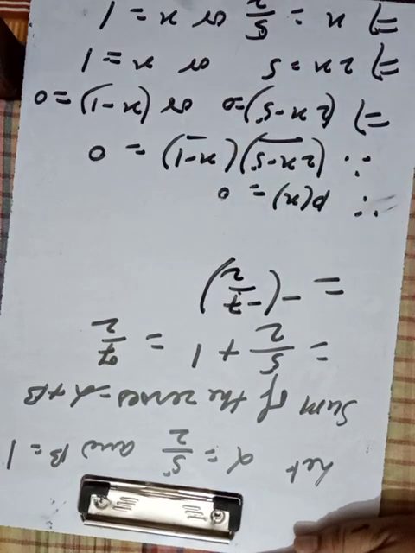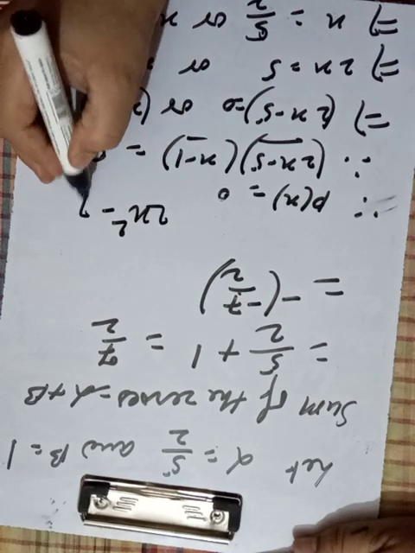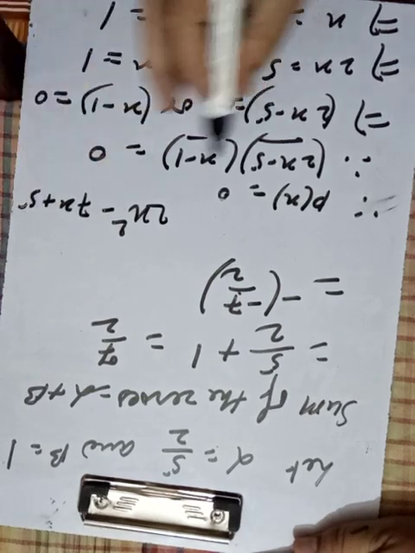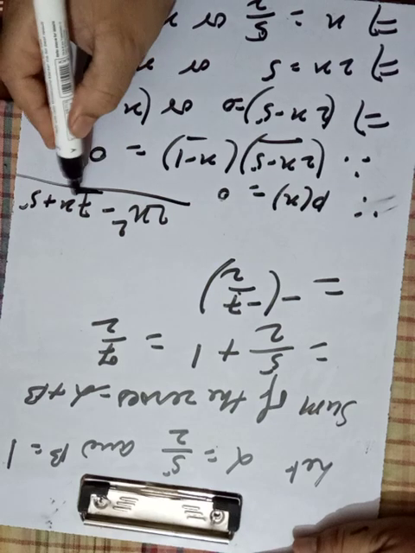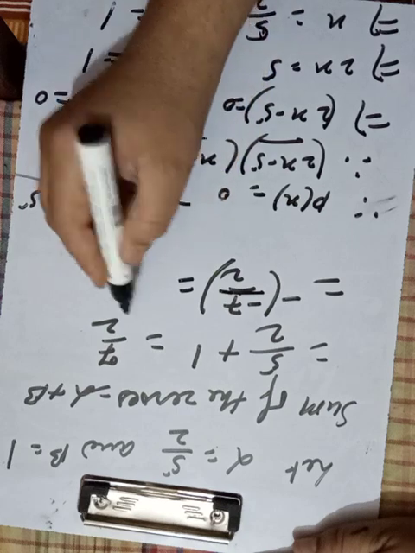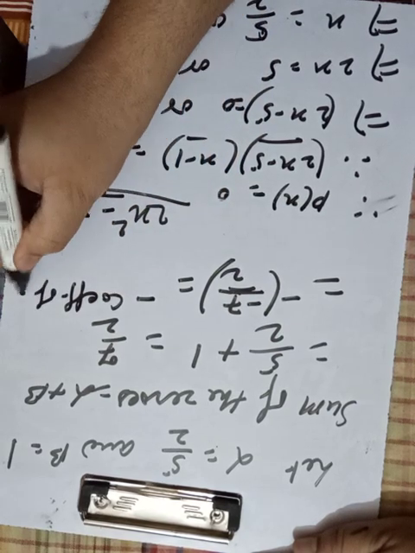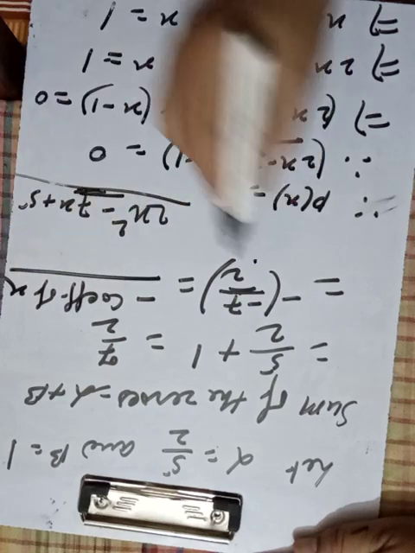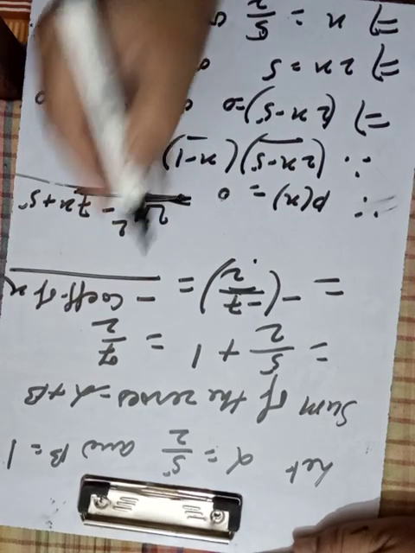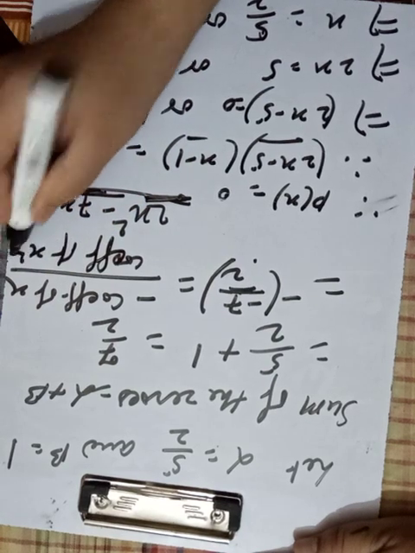And this minus 7 is... what was my equation? x square minus 2x square minus 7x plus 5. So in this, if you see, minus 7 is the coefficient of x. So we can write here minus coefficient of x by this 2, which is our coefficient of x square. So we will write here coefficient of x square.